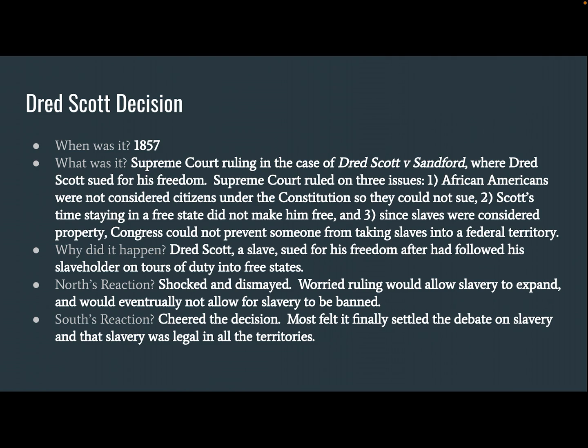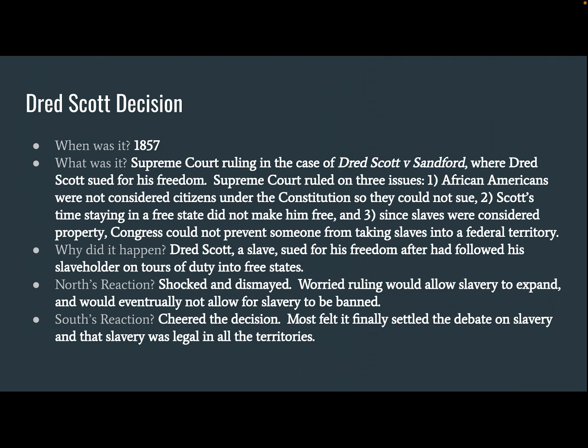Basically, he used the Fifth Amendment to kind of back this up. So this is a pretty extreme, intense decision, right? This had gone way beyond whether or not Dred Scott was free or not, right? Because a bunch of issues got brought up, and now we have basically saying African Americans are not citizens. Just because an enslaved person lived in a free territory, they're still enslaved, and the government cannot ban slavery. If you look at those three things, summarizing them, that's basically what it is saying.